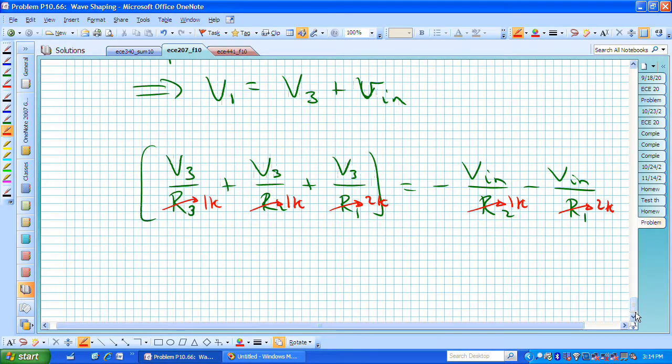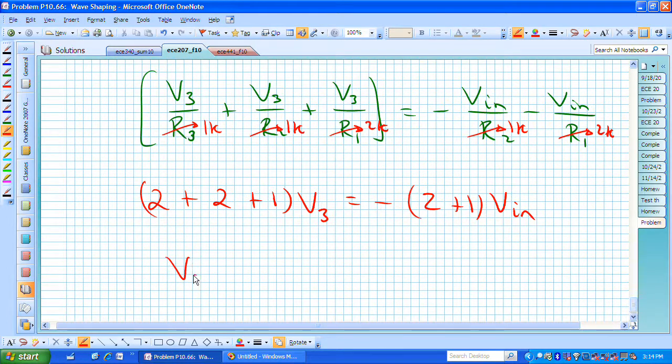Let's clean up those denominators. Let's get rid of those denominators by multiplying through by the least common multiple, which is 2,000. If we multiply by 2,000, then we end up with the following. We have 2 plus 1 V3 is equal to minus 2 plus 1 Vn. Or we now see that V3 is equal to minus 2/5 Vn.